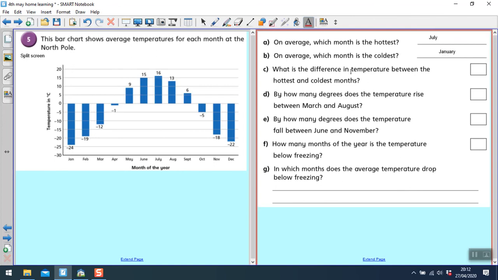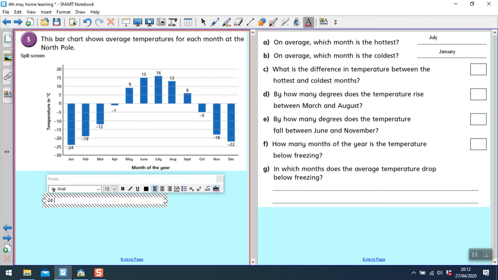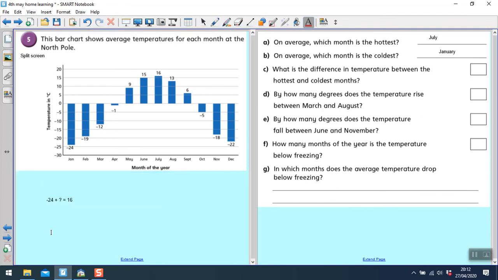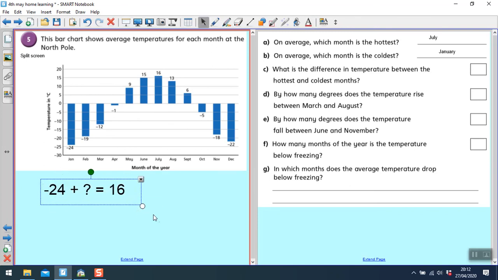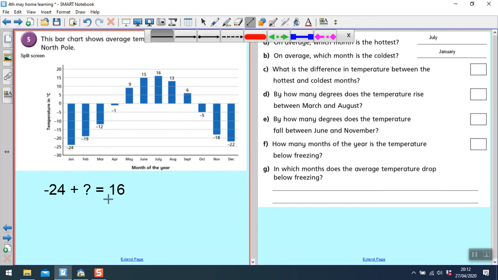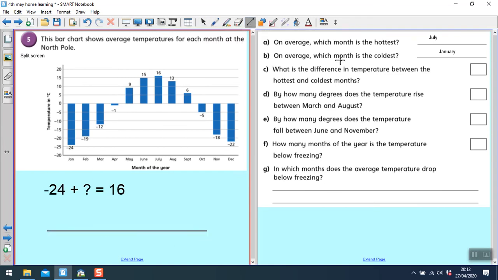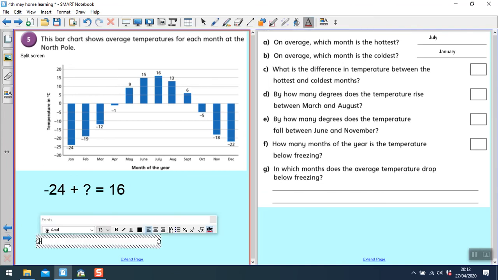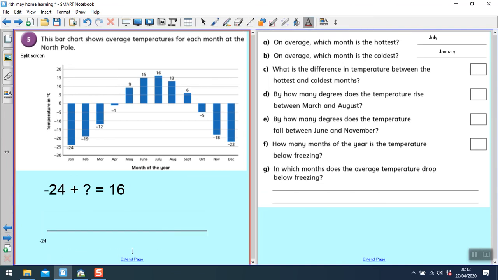What is the difference in temperature between the hottest and coldest months? So -24 to 16 degrees. So -24 add what equals 16 degrees. If you haven't done this right, or you don't think you've done it right, in a minute pause the video, perhaps draw yourself a number line, put -24 over here and put 16 over here, and work out how much there is between -24 and 16.